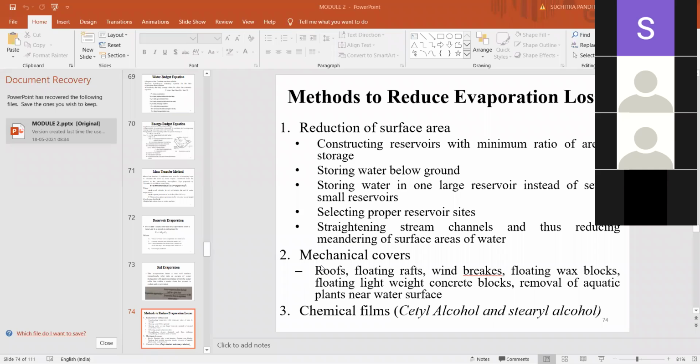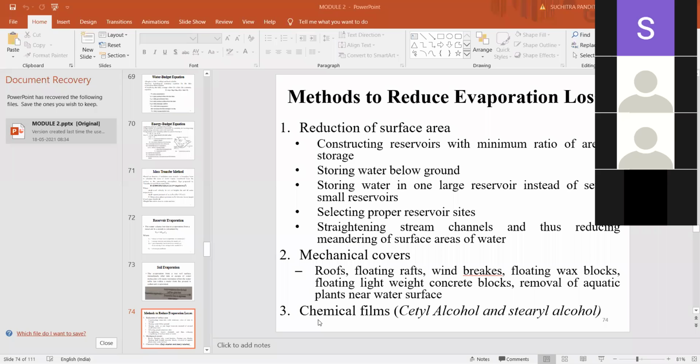So the second method is providing mechanical covers in case of small ponds or small lakes: roofs or floating rafts, windbreaks, floating wax, floating lightweight concrete blocks, removal of plants near the water surface. Or else you can cover the water surface area by means of polythene sheets. So by covering the water surface area with polythene sheets, you can reduce the evaporation losses to some extent.